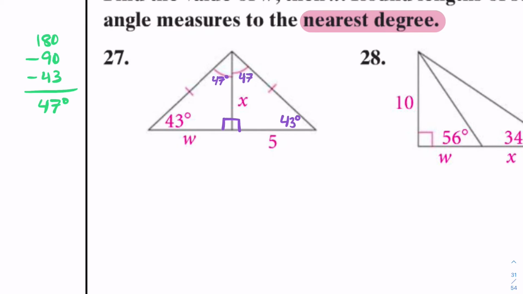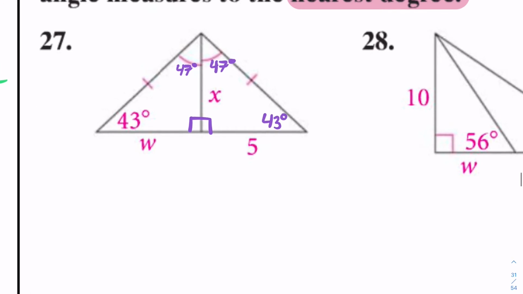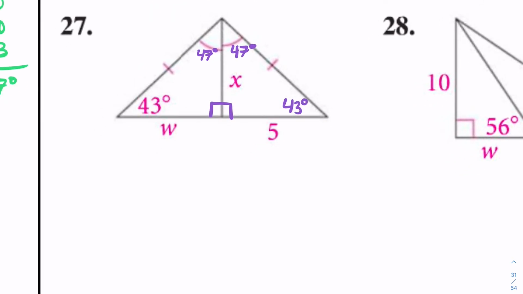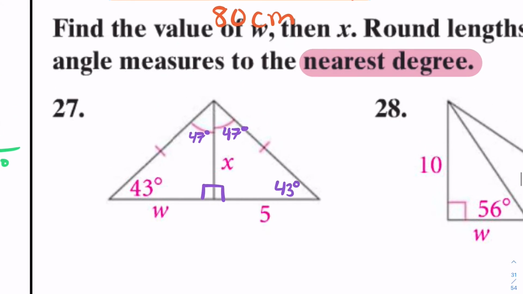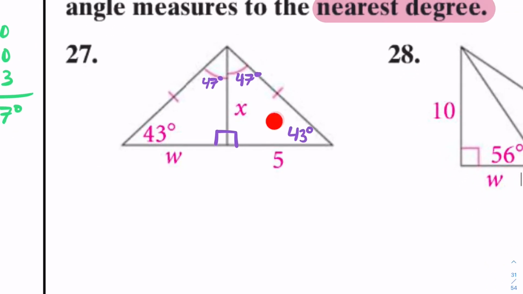Not that I need this information, but let's take a look. What do I need to do first? It says find W then X. I might have to find X in this case. Because if I go to find W, taking a look now, I don't see any way of really doing that because I don't know what X is. So I need to find X first.